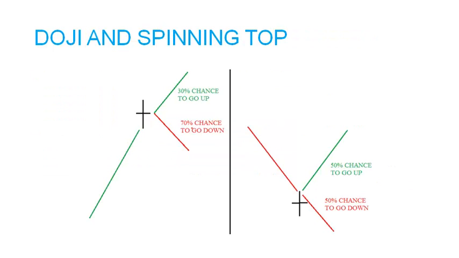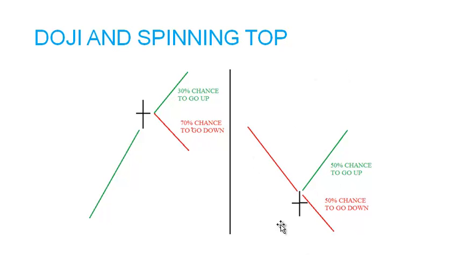Now similarly, let's have a look at certain rules for doji and spinning top. Whenever we look at a doji and a spinning top at the top of the chart, there are about 30% chances that the price will go up and 70% chances that the price will come down. On the other hand, when we are looking at a doji or spinning top at the bottom of the chart, there are 50% chances that the price will go up and 50% chances that the price will go down.